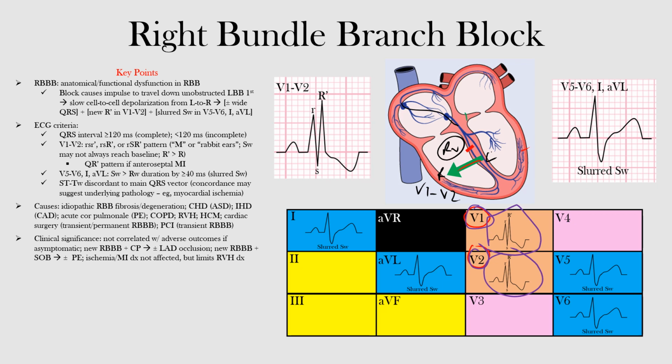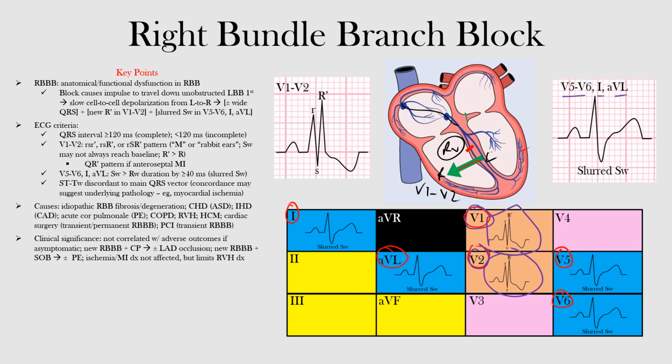There's also a slurred S wave that can be seen in the left lateral heart leads. So that's leads 1, AVL, V5, and V6. This slurred S wave is from the slow transmission of this new vector away from those leads. Now imagine these leads, V5 through V6, 1, and AVL. Here they are on the EKG: 1, AVL, V5, and V6.